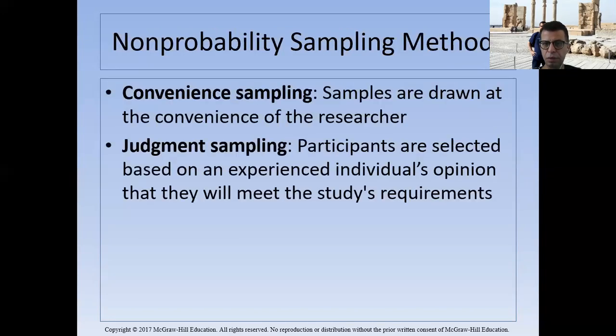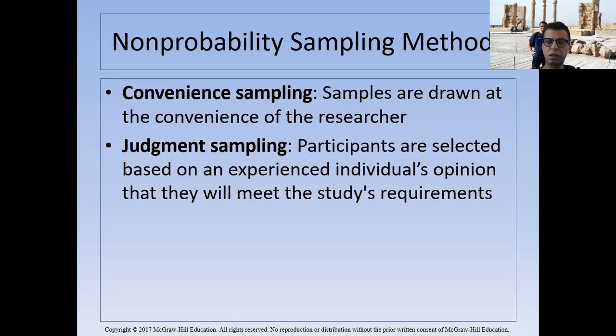In non-probability sampling, we discussed convenience and judgment. Convenience is whoever is around you or happens to be there. Somebody is passing beside you in the mall, and you just ask them. Or you go to certain places and start asking the questions.